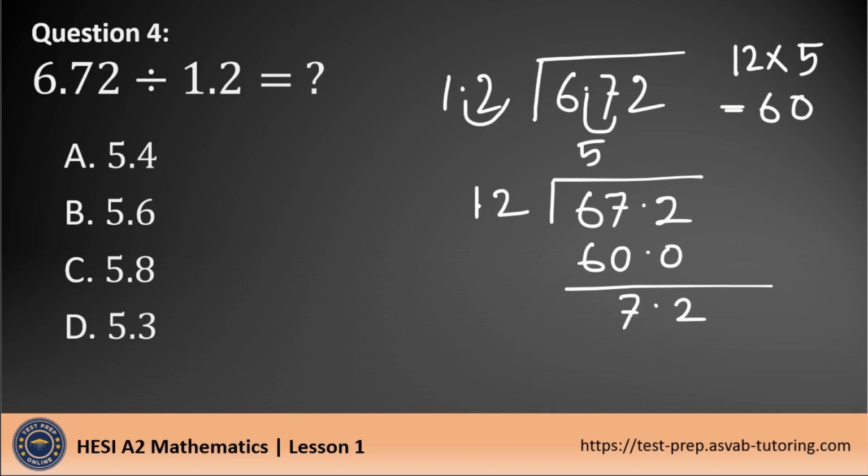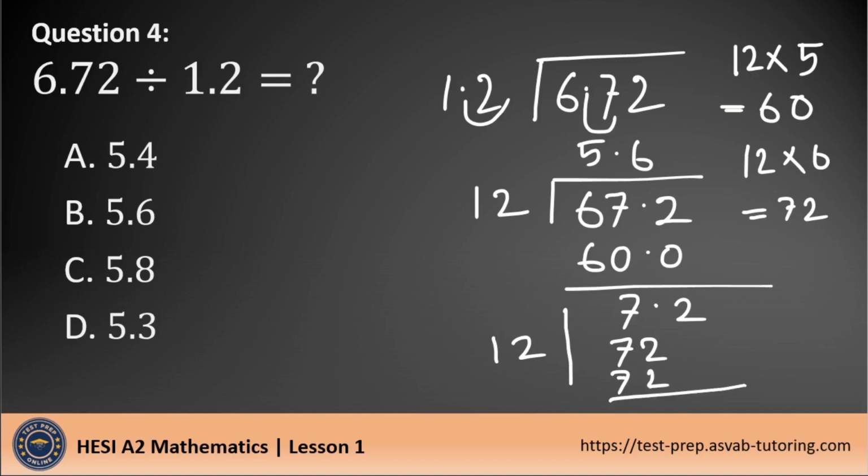So 7.2 is less than 12. So we need to remove the point. So we will put a point here. So 5 point. Here we will remove the point. So it's 72 divided by 12. So 12 multiplied by 6 equals 72. So here we need to put the 6 and 6 times 12 equals 72. So 72 minus 72 equals 0. So here the answer is B, 5.6.